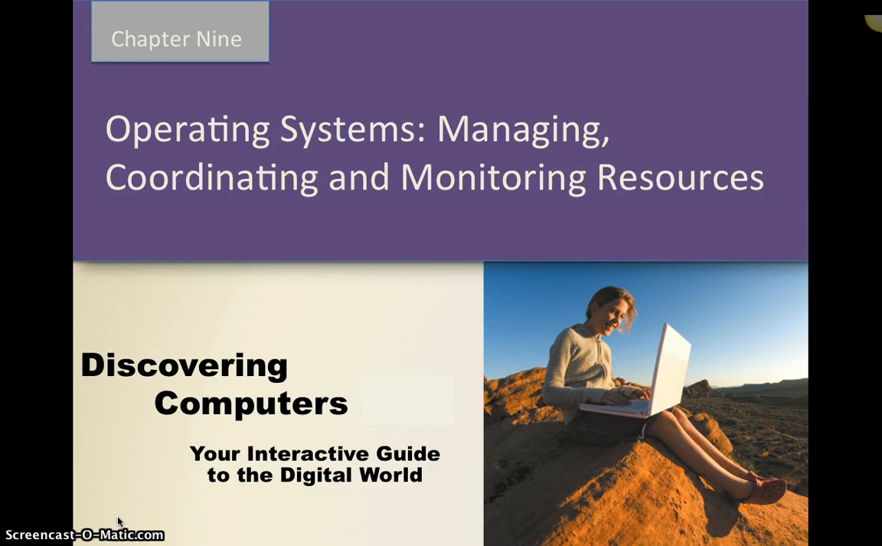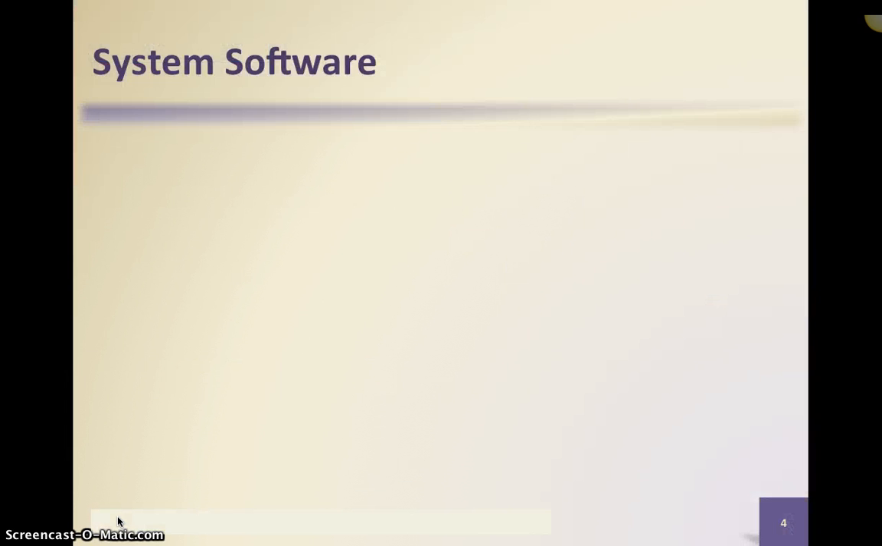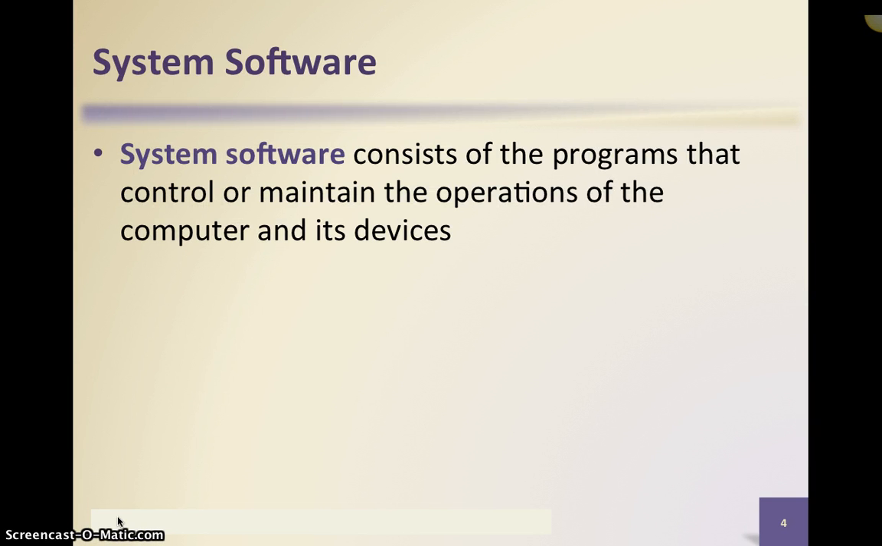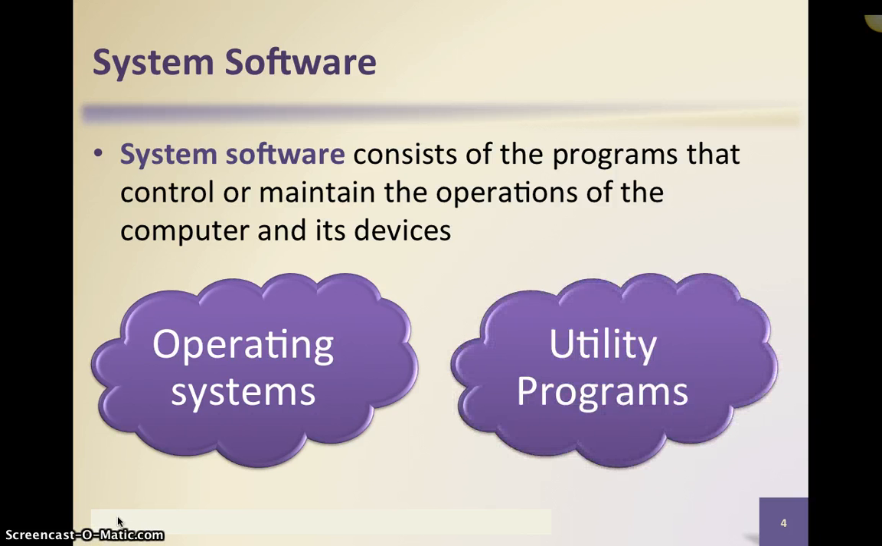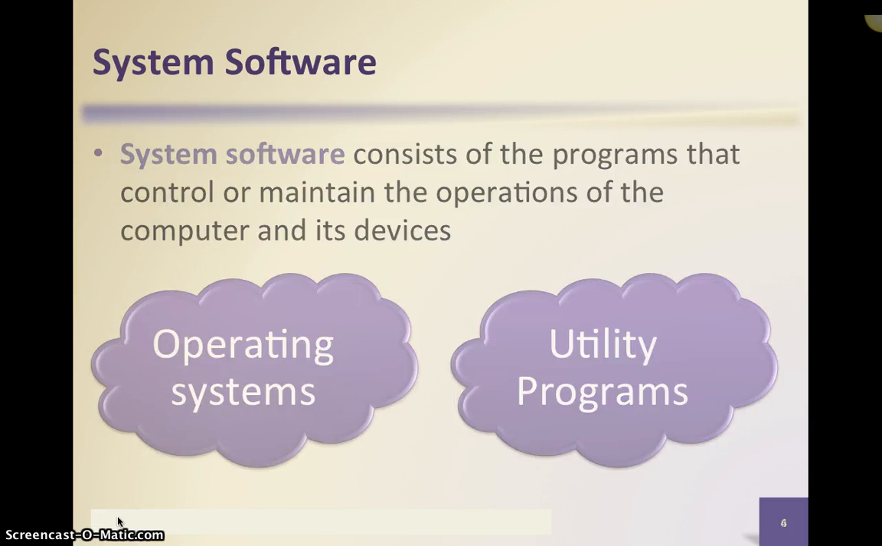This week we're talking about system software, and there are two types of system software. One is the operating system, the other is utility programs. Both of these programs or systems are extremely important in the functioning of a computer. This particular lecture is focusing on the operating system.